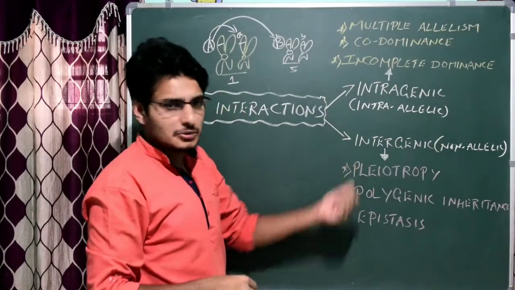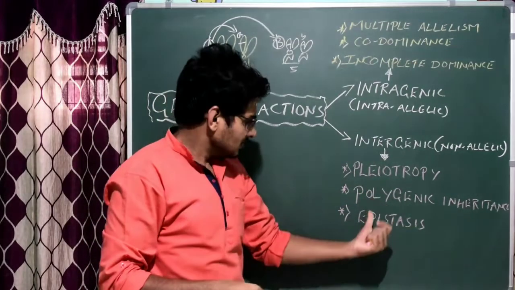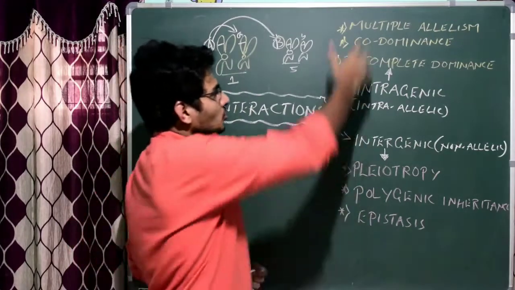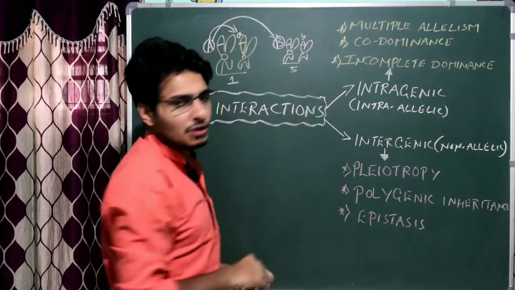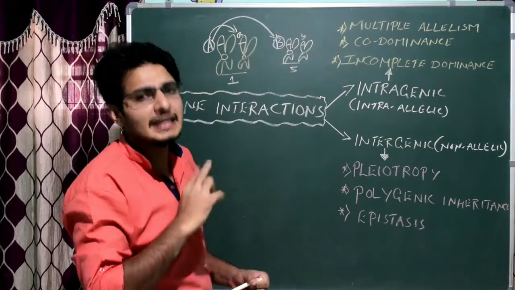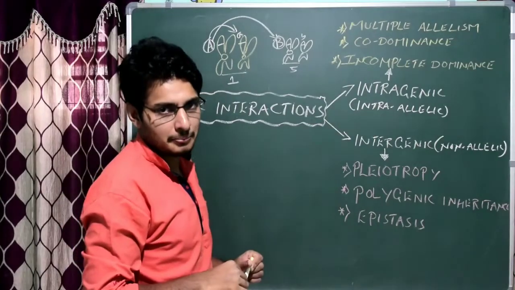There are three examples we have to learn: pleiotropy, polygenic inheritance, and the last one, epistasis. So that means we have to learn all 6 concepts. We have already learned incomplete dominance, but I forgot to mention the second example for the same idea, that is incomplete dominance. Let us see now.